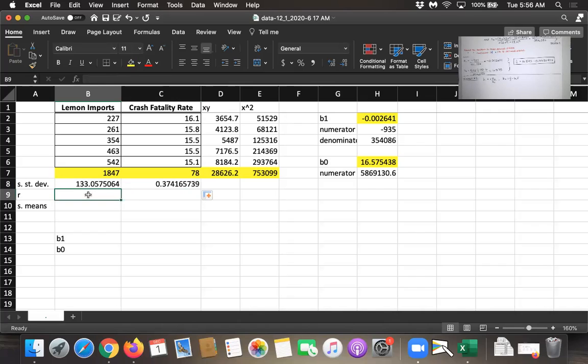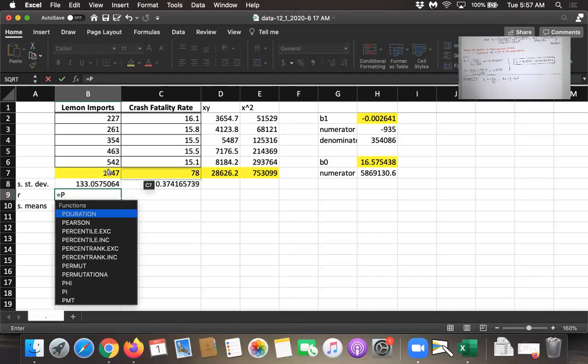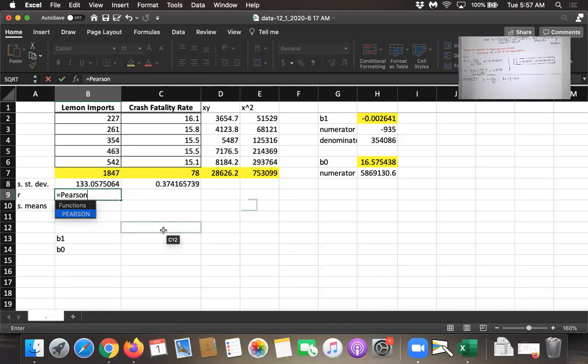Now for the Pearson correlation coefficient R, I could use these totals from these columns to find R, but it's much easier to just use Excel's built-in Pearson function.